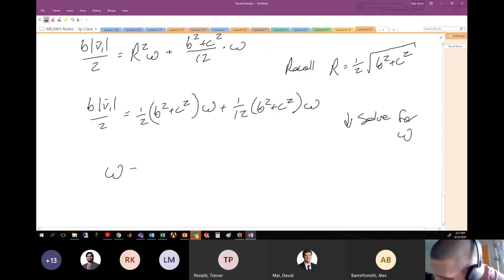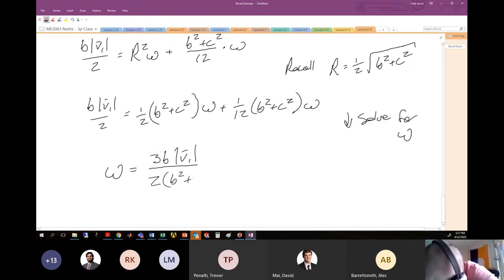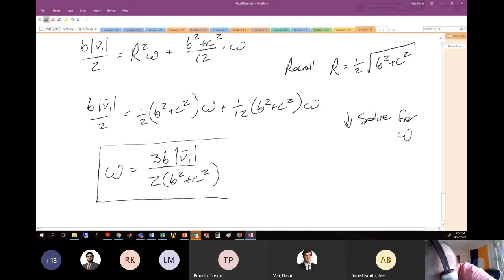We have a now much more simple version of this equation, which is omega is 3 times B times magnitude V1 over 2 times (B squared plus C squared). That is your final expression for the angular velocity of this block right after it strikes point O, in terms of the initial velocity that it had and the dimensions of the box. Notice, no mass in this equation.